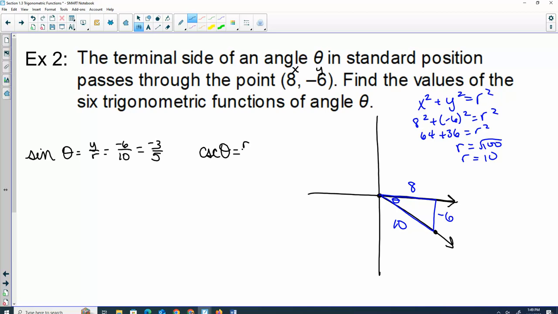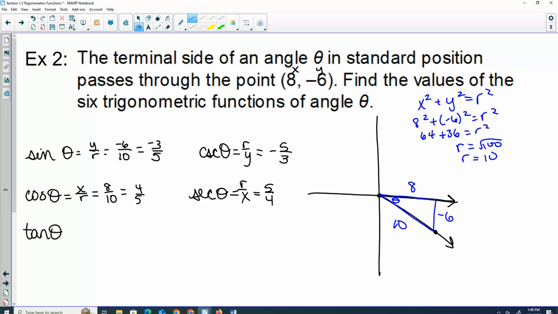So that's our r over y, or you could just flip this finally, so -5/3. So cosine, x over r, or if you think SOHCAHTOA, adjacent over hypotenuse. So my x is 8, hypotenuse is 10, so that's 4/5. So the reciprocal secant is 5/4.